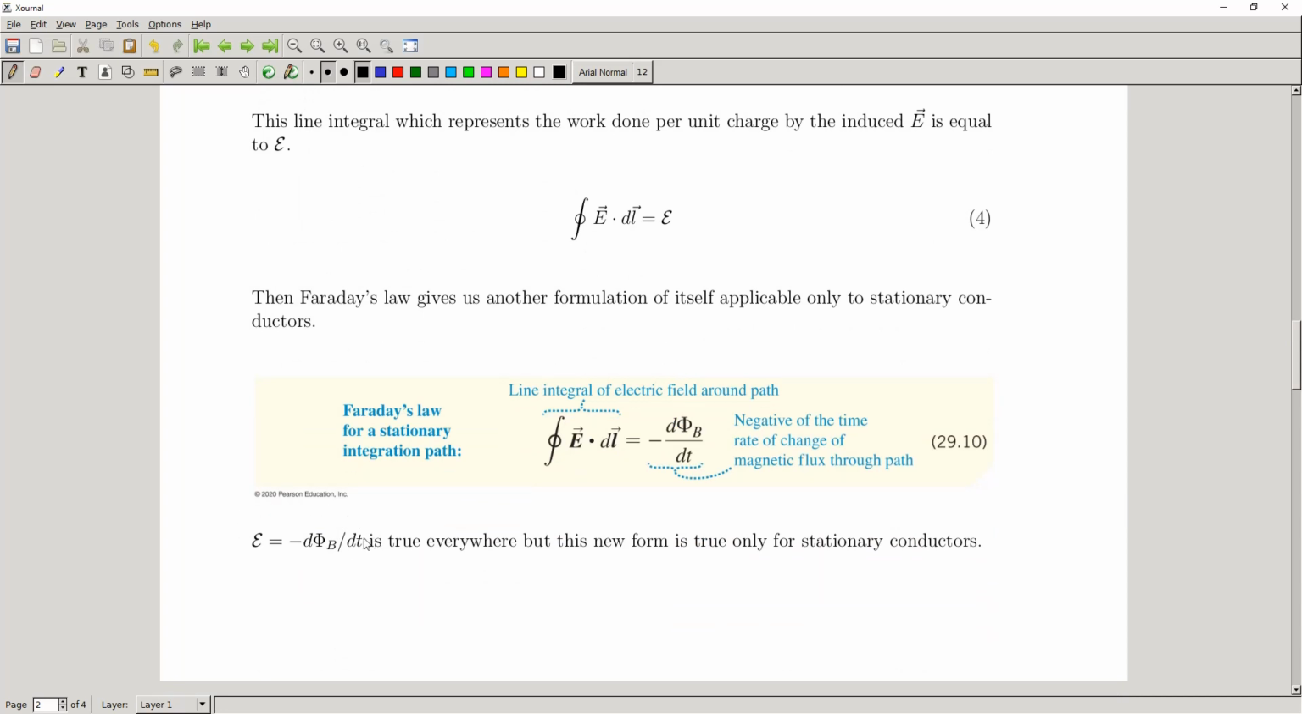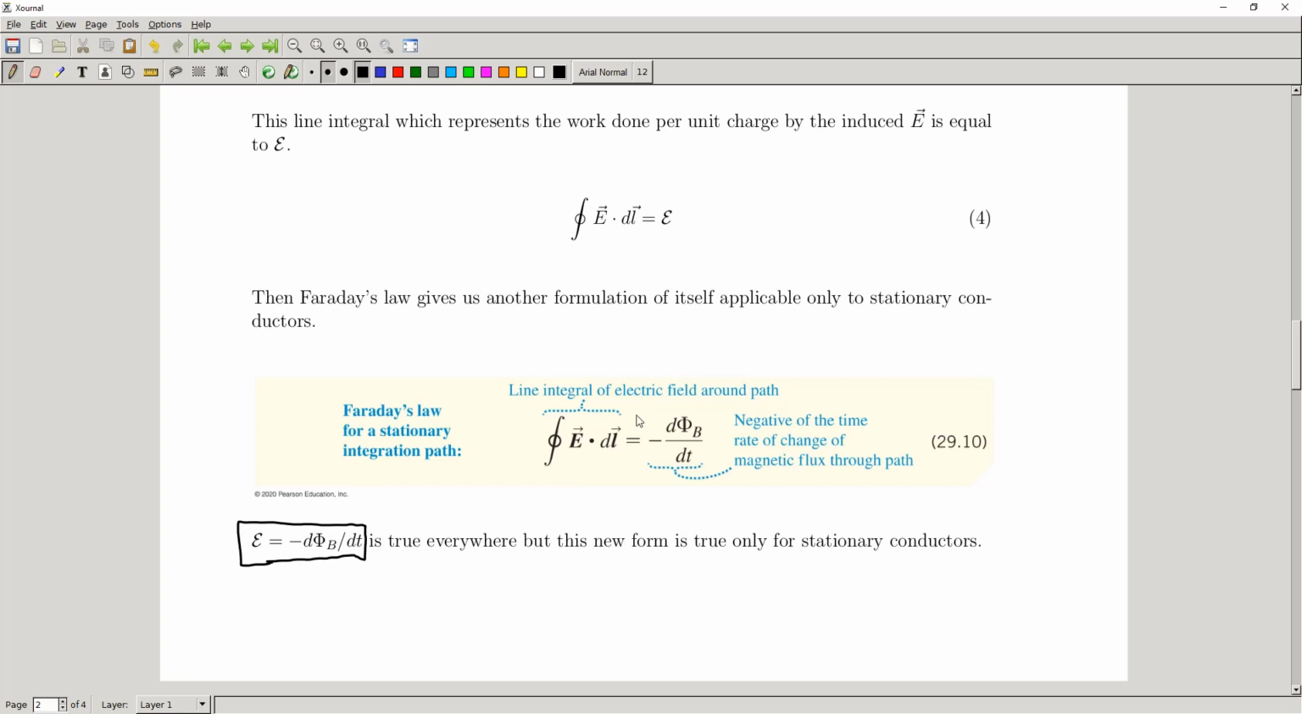If we use this newfound insight that our integral around this closed loop is non-zero, and in fact is equal to our EMF, then we can substitute it into the right-hand side of Faraday's law to get a new formulation of Faraday's law. We have to be careful here. This new formulation only applies to stationary conductors. The original Faraday's law applies everywhere. This new formulation gives us useful tools when looking at stationary integration paths, but it only applies in the case of stationary integration paths.